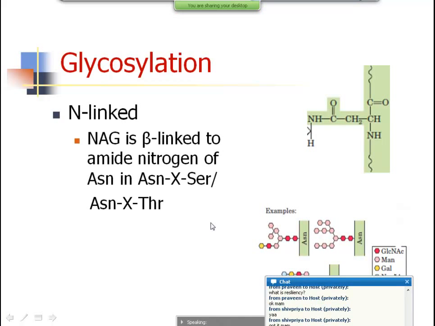One is the N-linked glycosylation, in which the carbohydrate moiety of the glycoprotein is attached to the protein through the amino group. For example, you have an N-acetyl glucosamine residue attached to the asparagine residue of the protein through the amino group. So that becomes the N-linked glycoprotein. These N-linked glycoproteins are more frequent, more common.